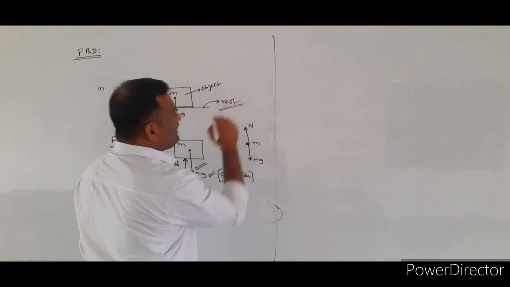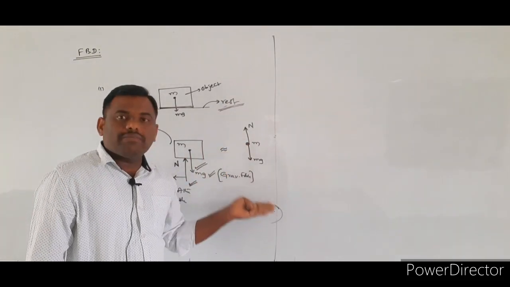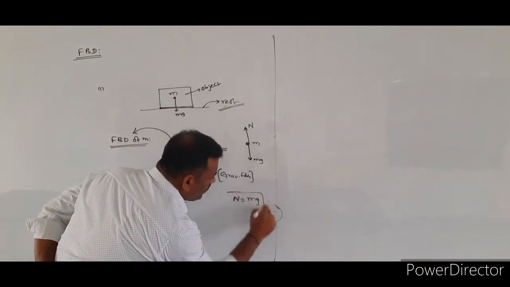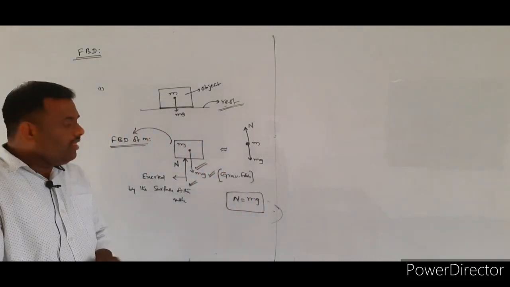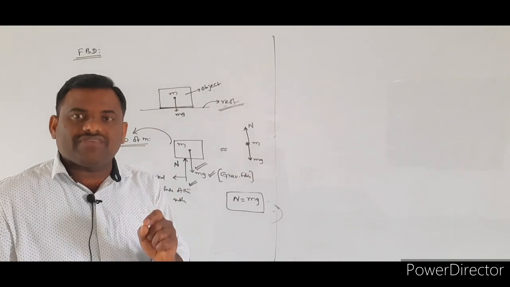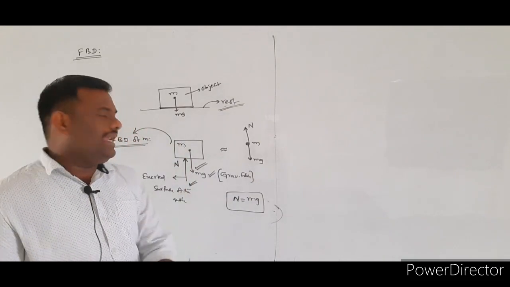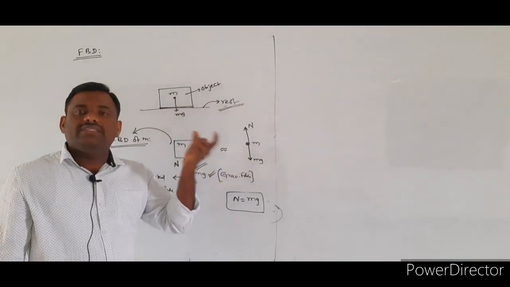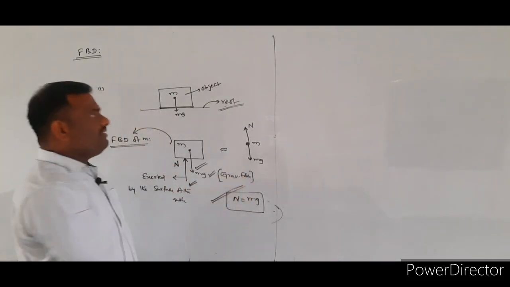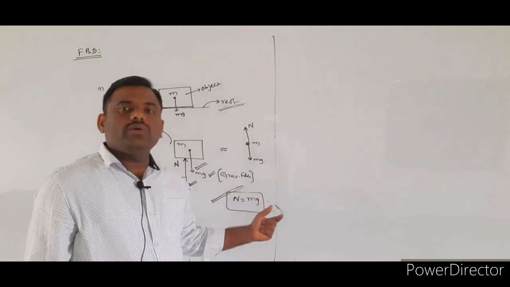Whenever the body is in the state of rest, we equate the sum of the upward forces to the sum of the downward forces. So I will write here N is equal to mg. N is equal to what? mg. What is the N here? Normal reaction, which is exerted by the surface of the table. This normal reaction will be balancing the weight of the object. As a result, whenever the object is stationary or in the state of equilibrium, we write N is equal to mg.